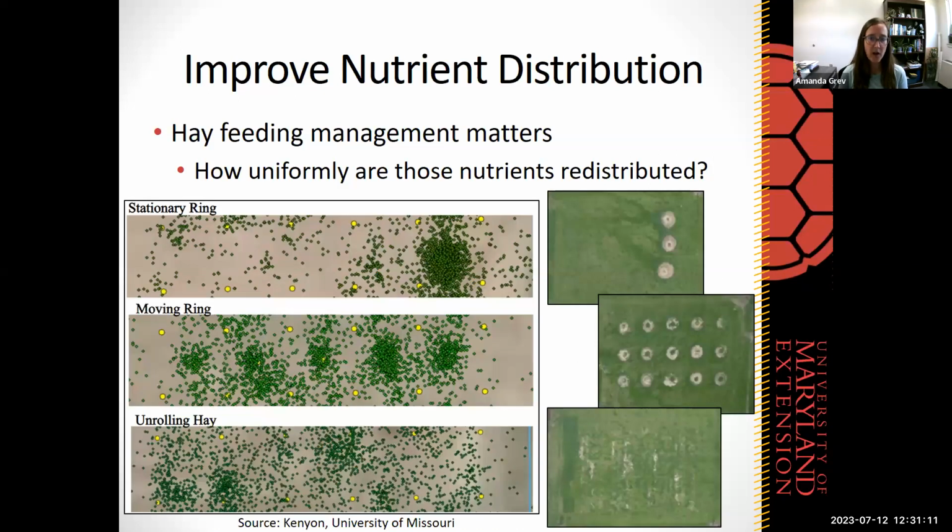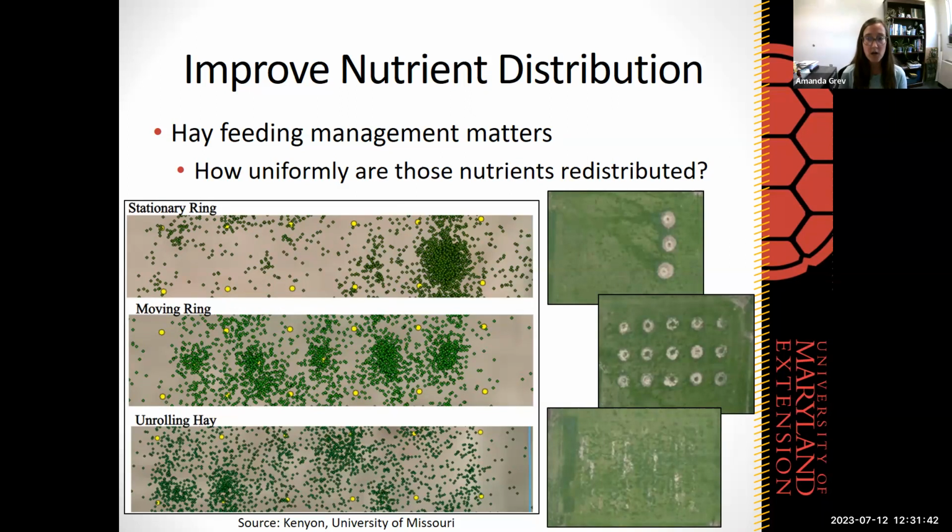And so this is a very similar concept. Here was a project in Missouri where they were again looking at hay feeding management and how uniformly nutrients were distributed as a result. And so here they compared a stationary ring, so just hay feeders that were not moved throughout the experiment. Then the middle one is moving those ring feeders across the field, kind of in sequential order. And then the bottom one was actually unrolling hay and really spreading nutrients out.